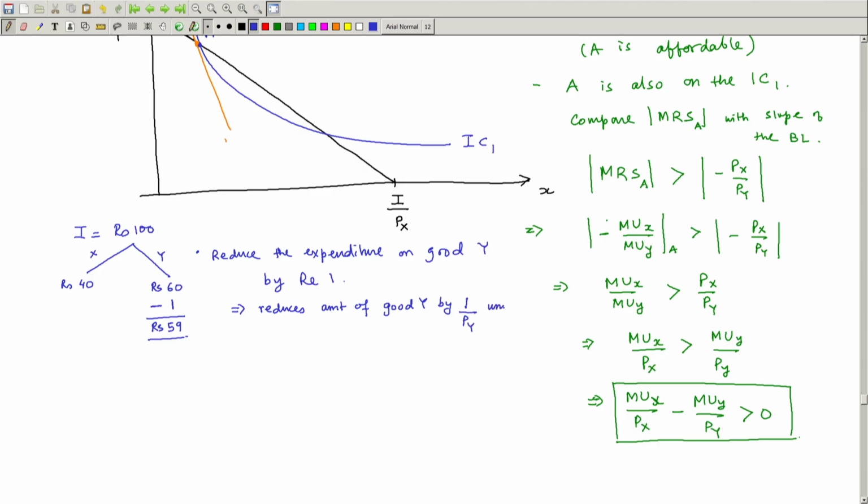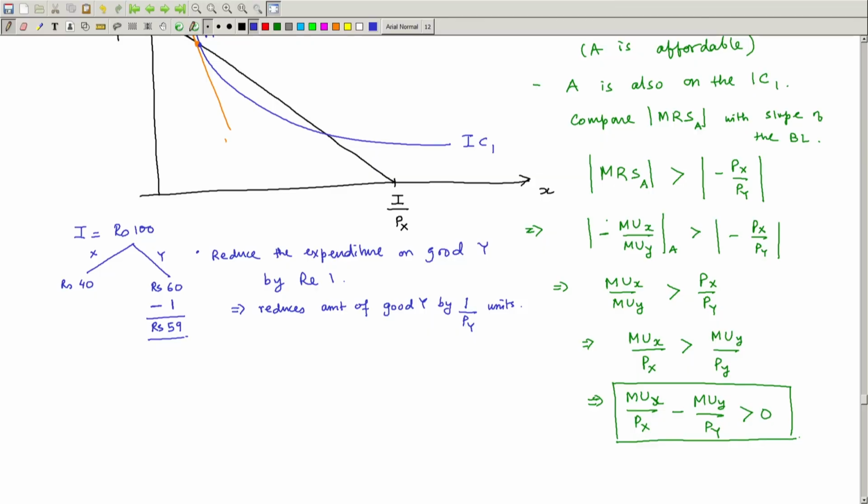Py units. Think of Py being 10 rupees. So each unit of good Y costs 10 rupees. So you give 10 rupees to the shopkeeper, he gives you 1 unit of good Y. If you give him 1 rupee, he gives you 1/10 of the entire unit of good Y. So in general, if you pay Py rupees, you get 1 unit of good Y. So if you spend 1 rupee, you are only going to get 1 upon Pyth unit of the entire amount.